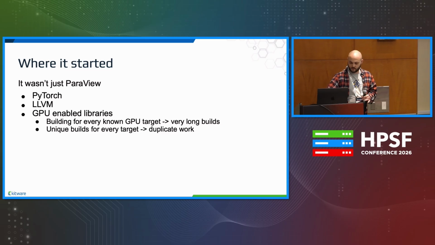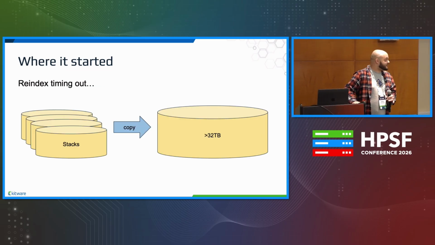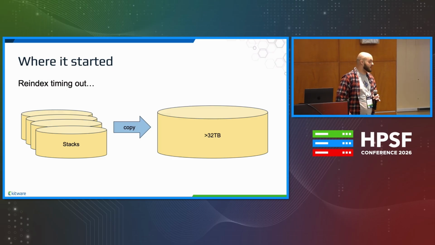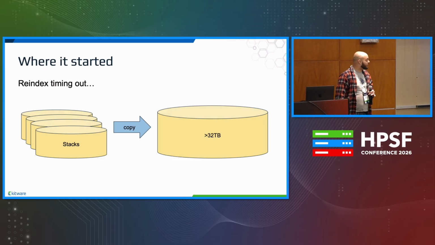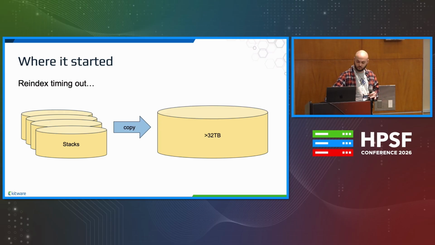And so another problem was reindexing. Our build caches were getting massive. We were at 32 terabytes, and our reindex was timing out after an hour. We needed to do something about this. This is too long, and people were not able to merge things.